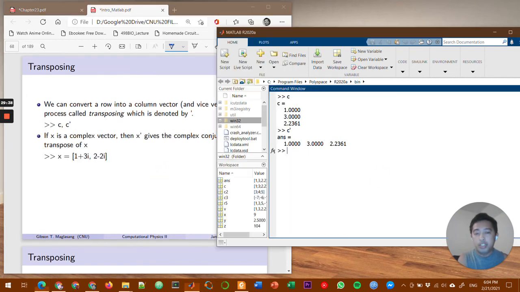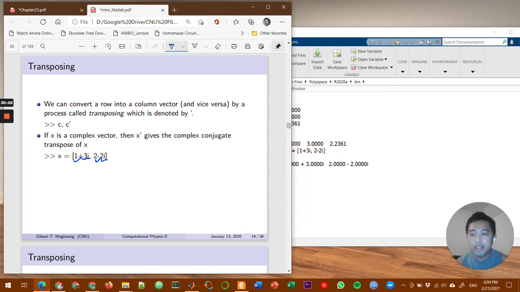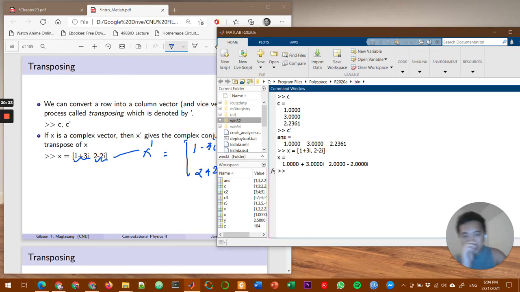It can also be complex. Okay, we turn it into a complex conjugate. I hope you have taken a little complex analysis. Okay, that's X, right? That's a row vector. So this is the first element, this is the second element. If I transpose it, let's say x prime, it becomes a column, right? It becomes 1 plus 3i, and the other is 2 minus 2i. Actually, it becomes a complex conjugate. So it becomes 1 minus 3i, the plus becomes minus, and the minus becomes plus. So if you do that here in MATLAB, you have x prime.